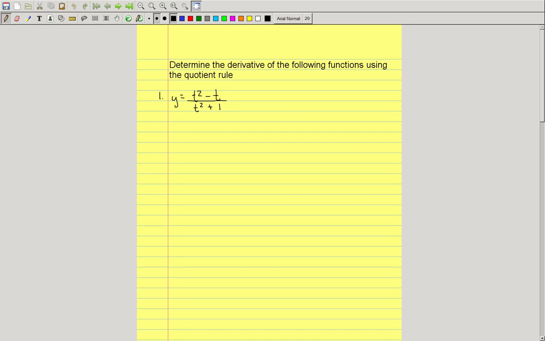We have y equals t squared minus t divided by t squared plus 1, and we would like to calculate the derivative y prime. So y prime is going to look like the derivative of the first function times the second function left alone, minus the derivative of the second function times the first function left alone, all over our denominator squared.